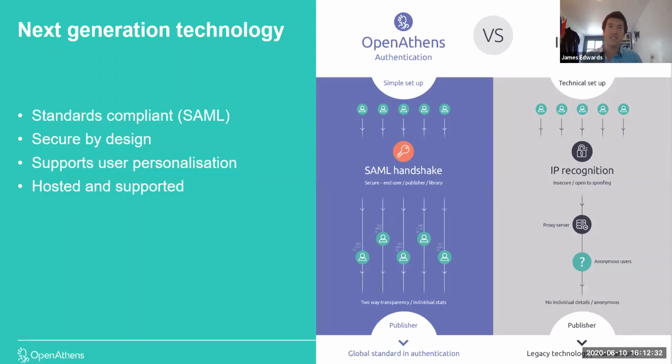Whereas the SAML handshake provides a secure end-to-end user experience. They remain anonymous, but they're still an individual. So the publisher can know not only who they are, but where they're from as well. I'll show why this is an advantage, particularly for your end users, during the demo. It's a lot simpler to set up, and it's a global standard, so it works across the globe, and for publishers who accept it, it's a working language.